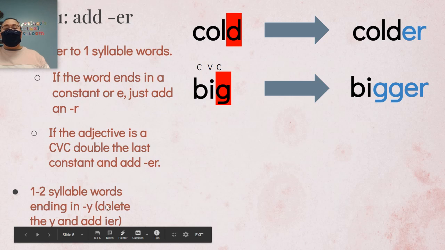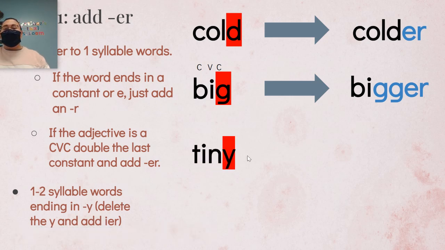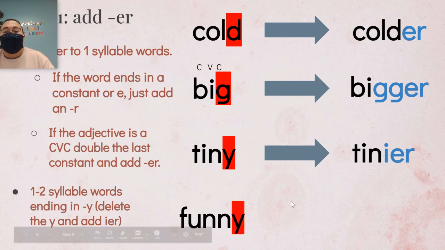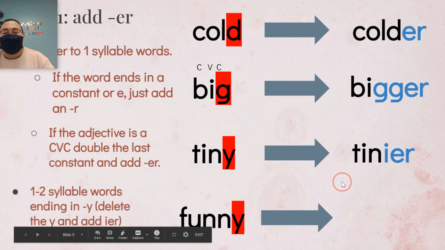Okay? If my adjective ends in Y, I need to delete the Y and add IER. Tiny becomes tinier. I take away the Y, I add IER. Funny becomes funnier, right? So I add IER. So these are my ER rules, okay?